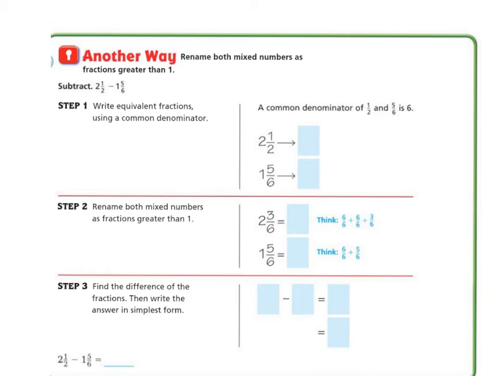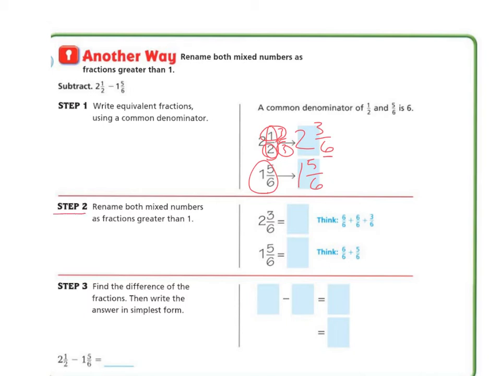So I'm going to put 6 on the bottom. So we have 1, and we're going to make sure that 6 is on the bottom. We've got 2, and we want to make sure 6 is on the bottom. There's already 6 on the bottom of this one, so I can leave it the same. I don't have to do anything to change this one. But on this one, I have a half, and if I want 6 to be on the bottom, I have to multiply it by 3 over 3. 3 times 2 is the 6 that I needed on the bottom, and 3 times 1 is 3.